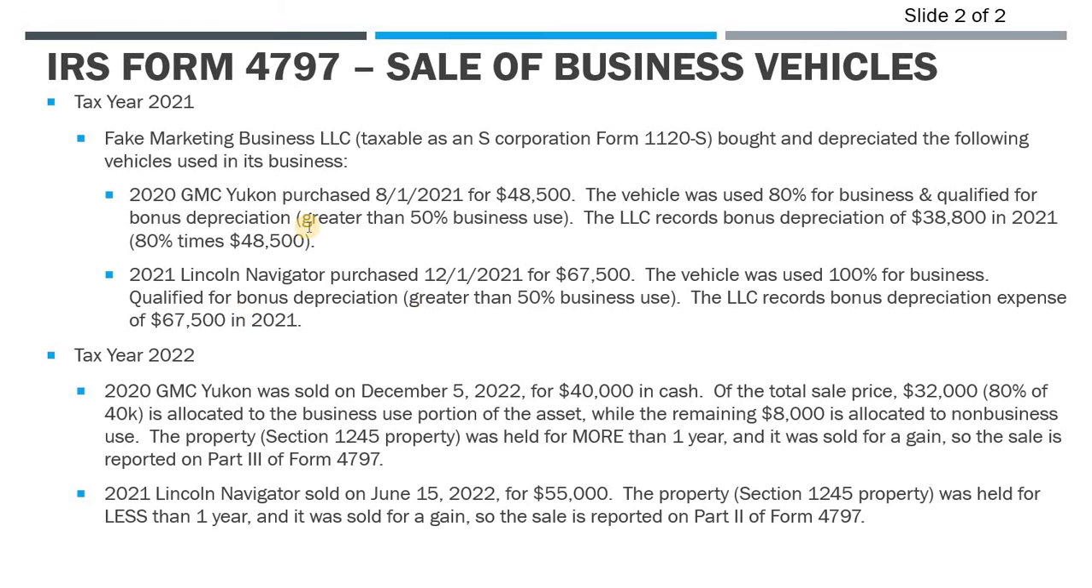So here's the fact pattern that we're working with. So in 2021, this marketing business, which is an S corp, bought and depreciated 2 vehicles. So it bought a 2020 GMC Yukon, and this is a heavy enough vehicle where they were able to qualify for bonus depreciation.